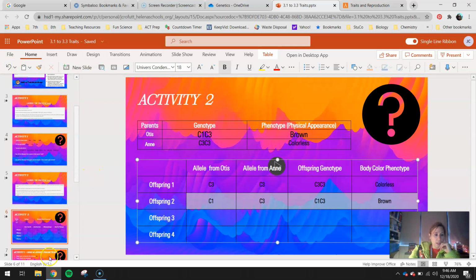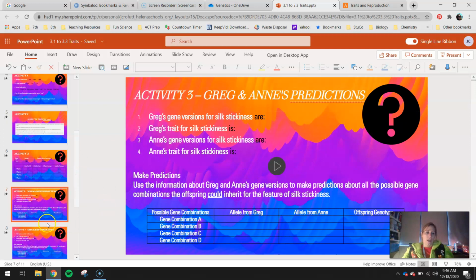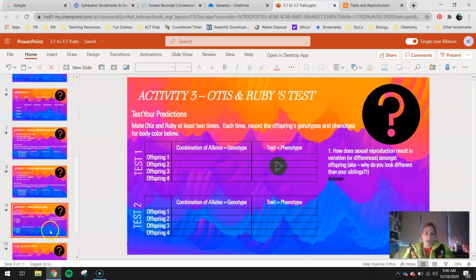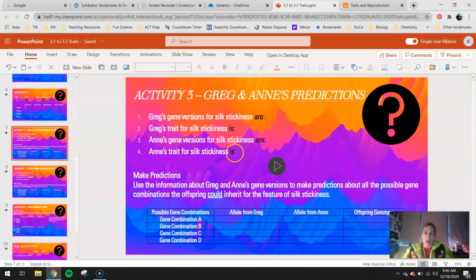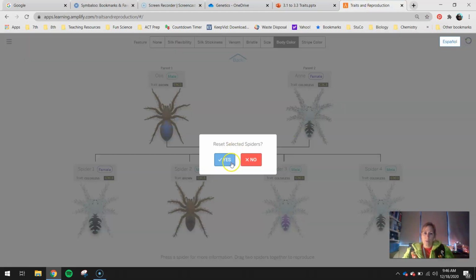Okay? Moving on to activity 3. I'll do this first one for you guys. So we're going to look at Greg and Ann, and we're going to talk about silk stickiness. I'm going to show you how to make predictions, and then you will do the same thing. You will take Otis and Ruby. You will make predictions for body color, just like we did together on the last slide, and then you will test those predictions. But let's not get too far ahead of ourselves. Let's go back and do Ann and Greg. So I'm going to reset my spiders.